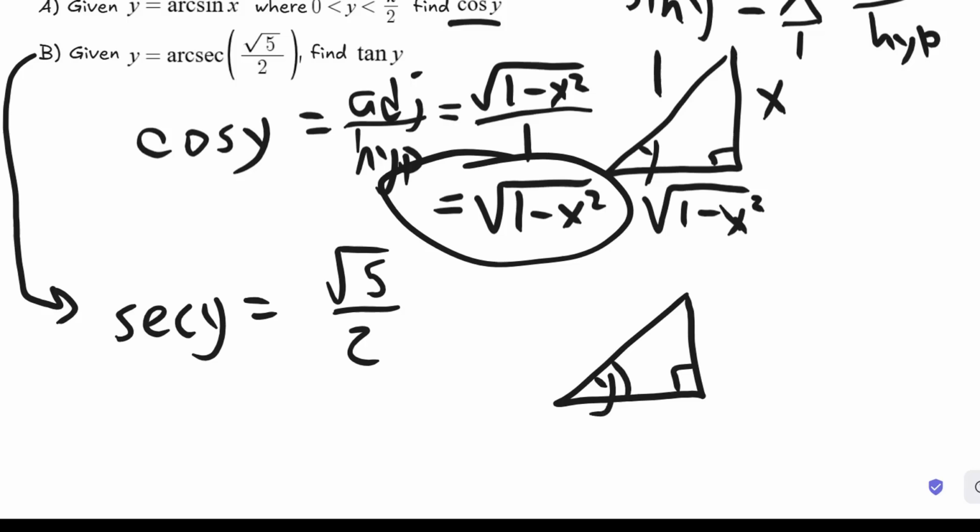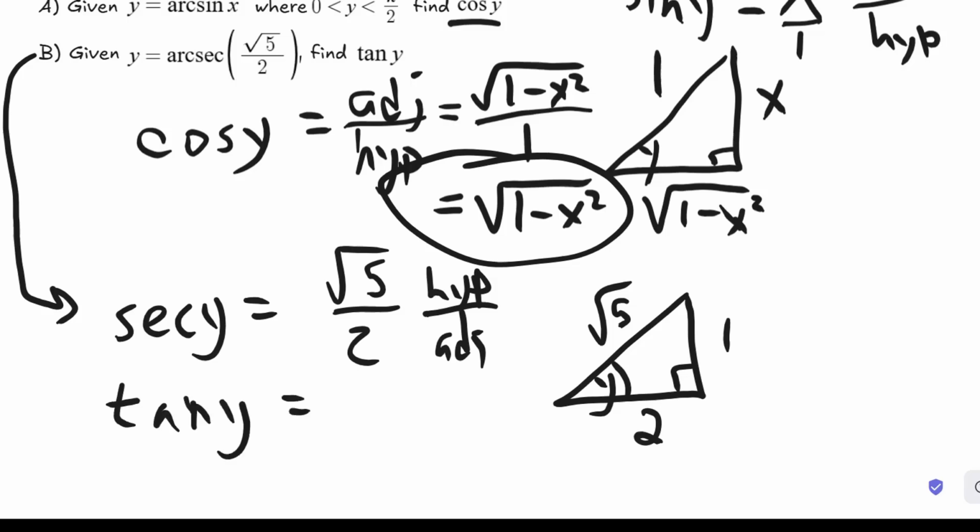Now remember, secant is hypotenuse over adjacent. So we know that the adjacent side is going to be 2 and the hypotenuse is going to be root 5. Now, if you use the Pythagorean theorem and solve for the missing side, it turns out that this is going to be equal to 1. Now, the tangent of y is equal to opposite over adjacent, so 1 over 2, or 1/2.